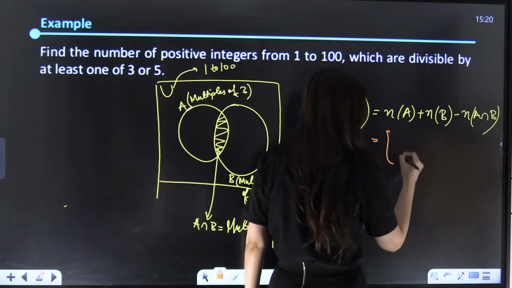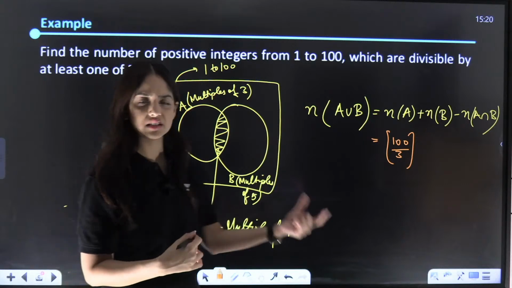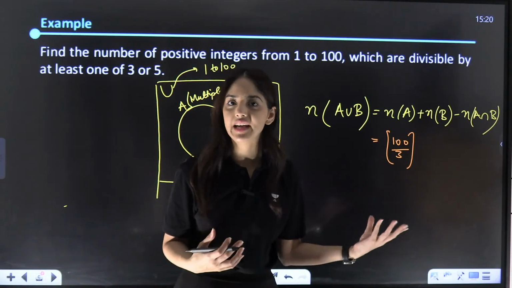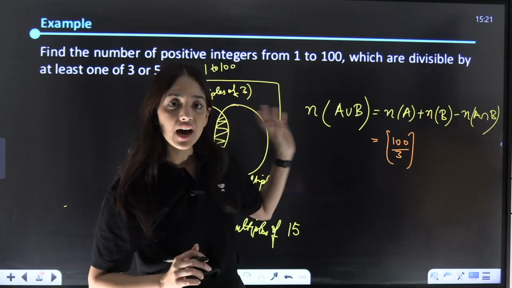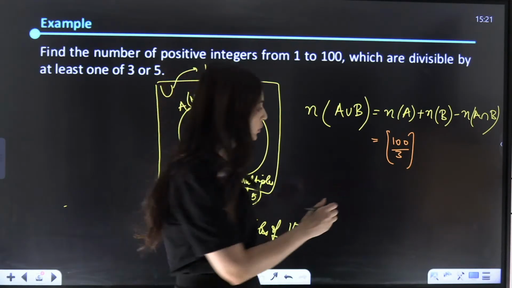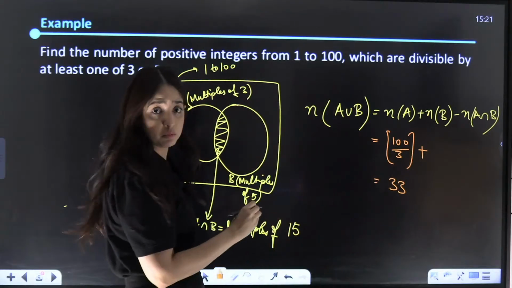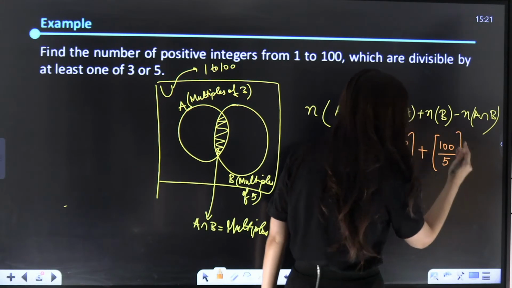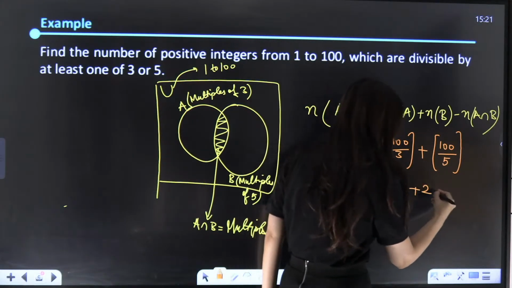From 1 to 100, how many multiples of 3 are there? That is nothing but the greatest integer of 100 by 3. We used this in the last class. Very similar concept, right? When we were counting the exponent, we were calculating the exponent of a prime number. In the same way, how many multiples of 3 are there? 100 divided by 3, greatest integer of that, which is 33. What is n of B? By the same logic, 100 by 5. There will be these many multiples of 5 in 1 to 100. So, plus 20.